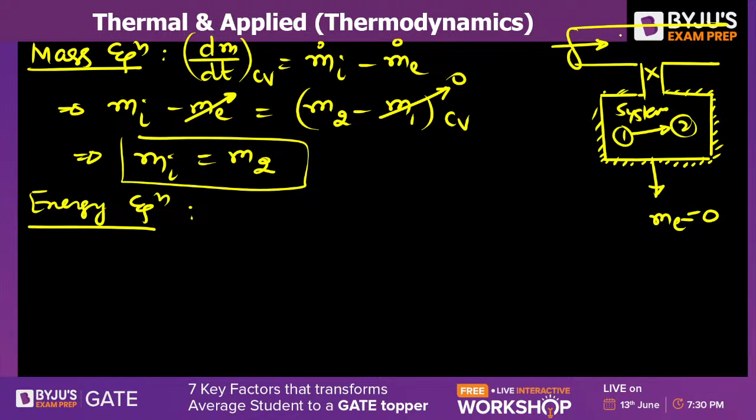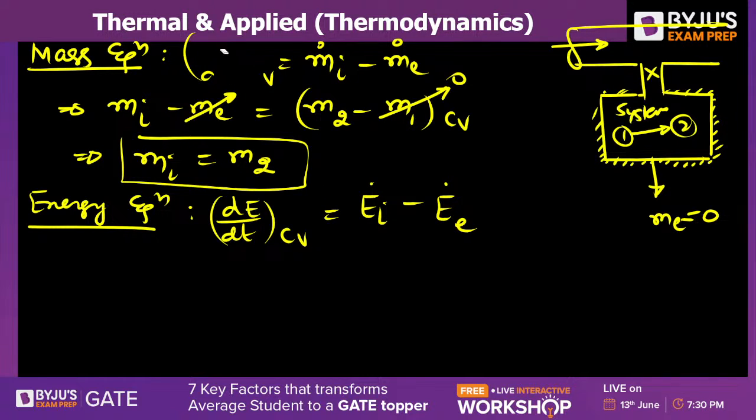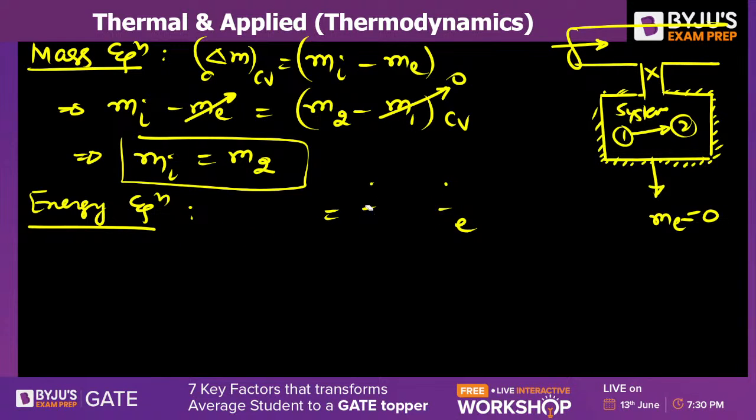If we write the energy equation, then we can say dE by dt in the control volume is equal to energy entering the control volume minus energy leaving the control volume per unit time, or change in energy. If I don't write per unit time, it will also work. For example, change in mass in control volume is equal to Mi minus Me. Similarly, change in energy in the control volume is equal to energy entering minus energy leaving.